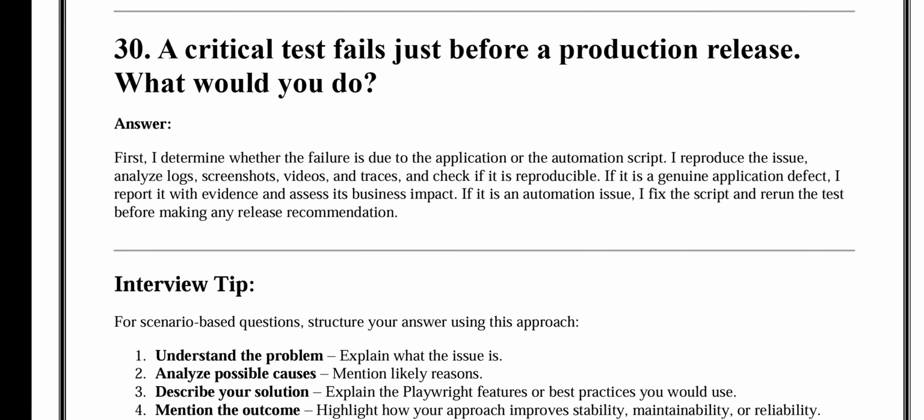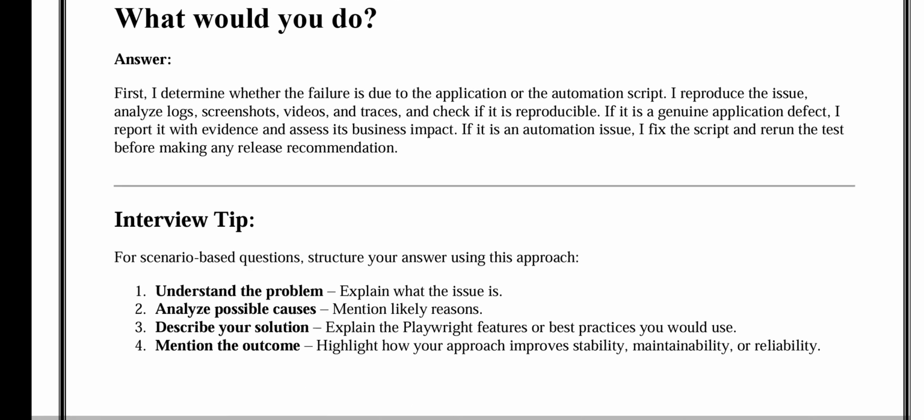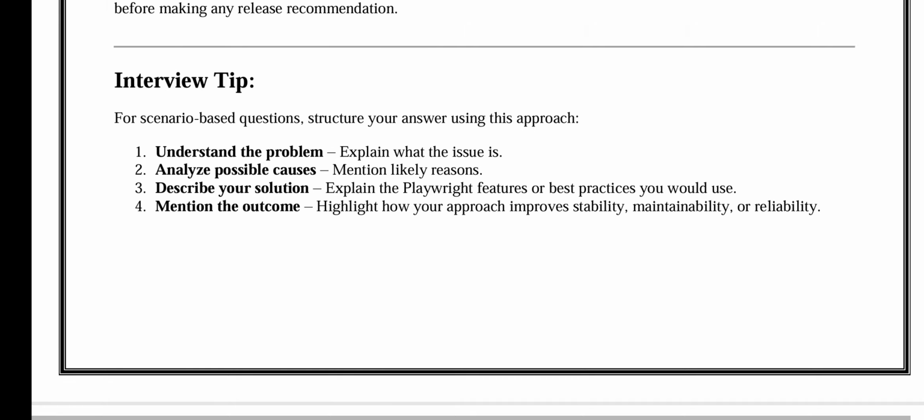Okay, a critical test fails just before a production release. Okay, what would you do in this situation? So guys, these are the important interview questions, scenario based and situational based, you should be aware of. And the interview tip that you need to focus and keep in mind is you try to understand the problem first and analyze the possible causes and describe your solution and mention the outcome.